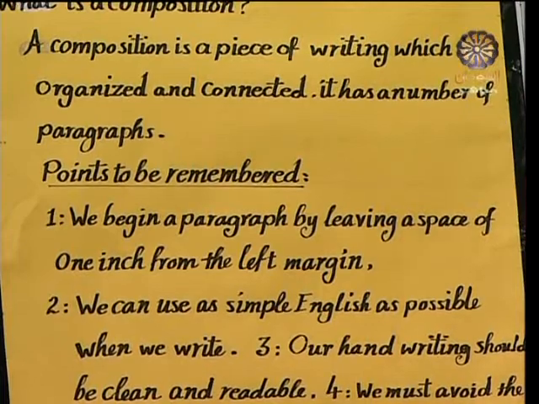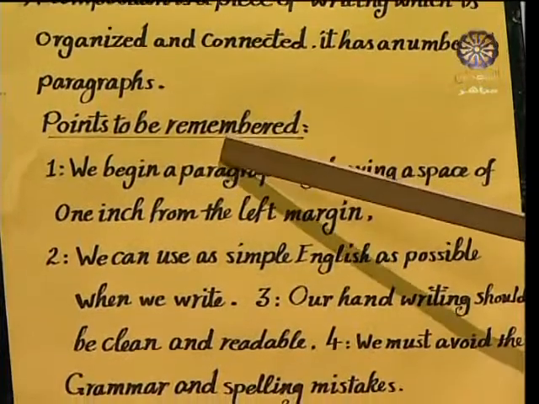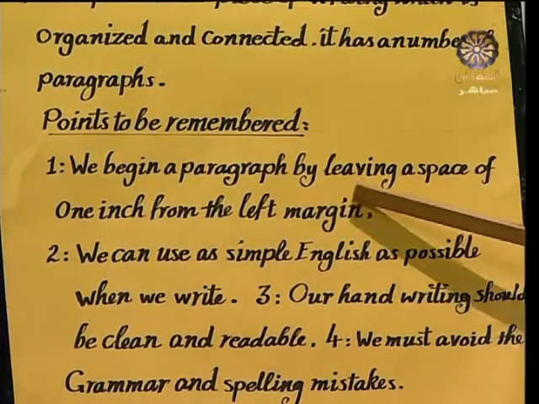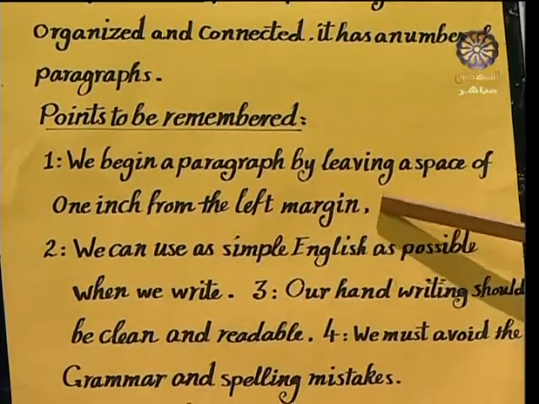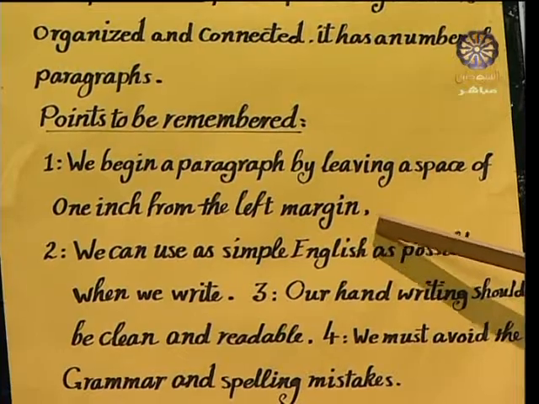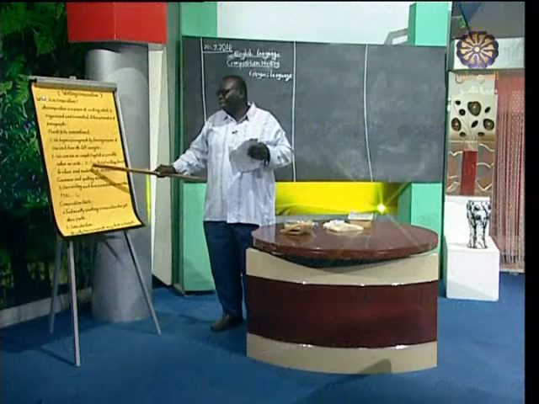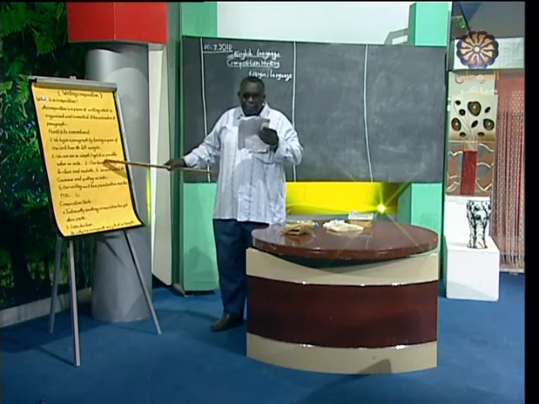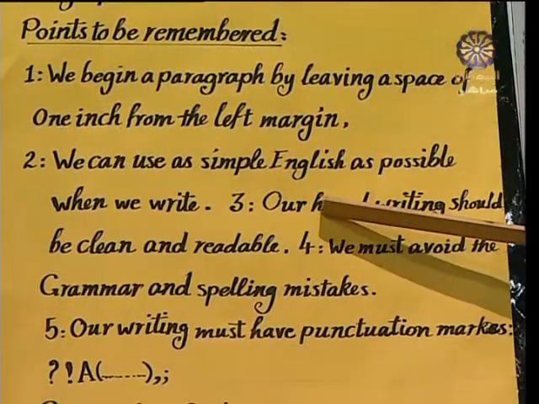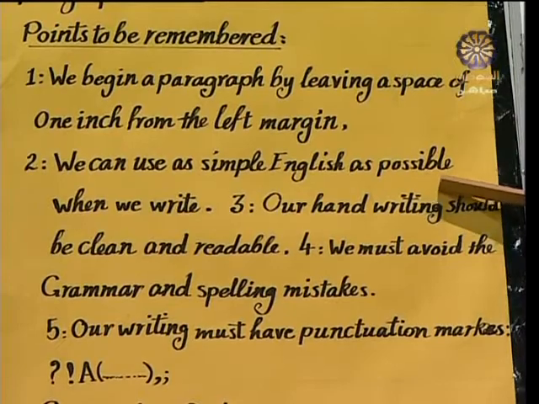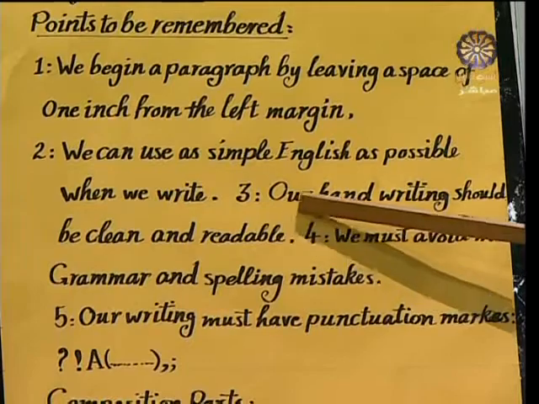When we come to write a composition, we must remember the following points. The first point: we begin a paragraph by leaving a space of an inch, or 1 inch, from the left margin. Point number two: we can use as simple English as possible when we write. Number three: our handwriting should be clean. It should be very clean. That means it must be clean and at the same time it must be readable.